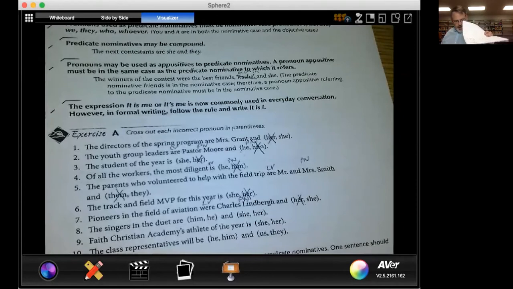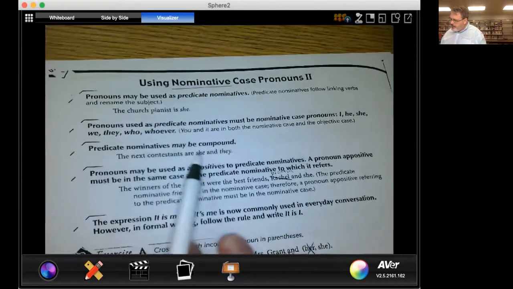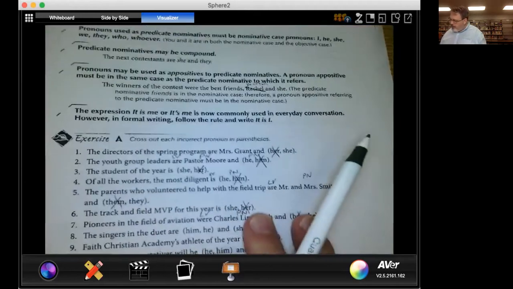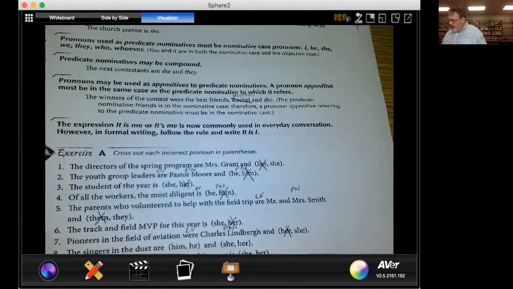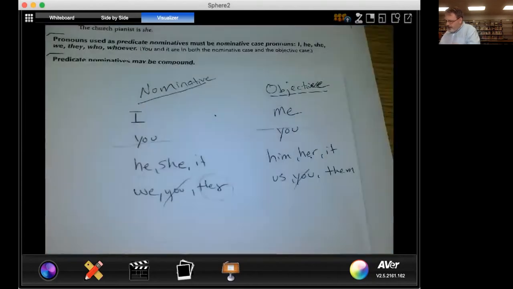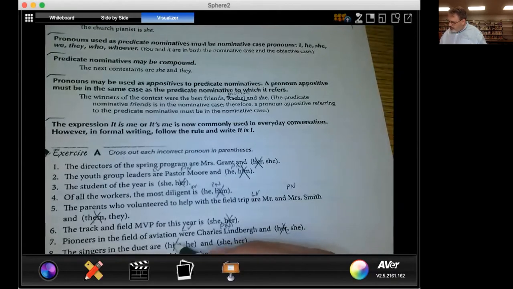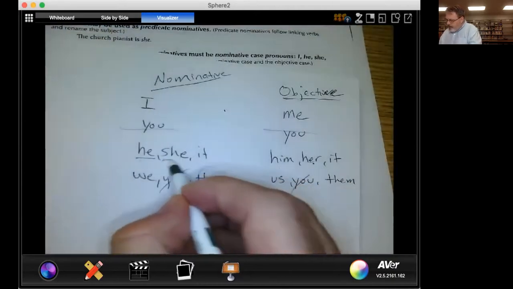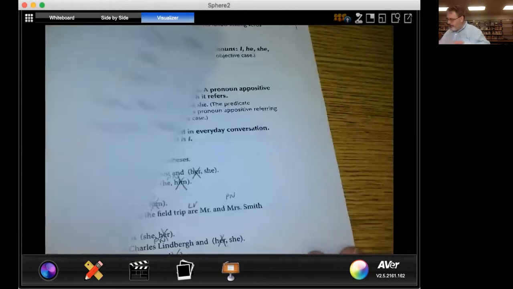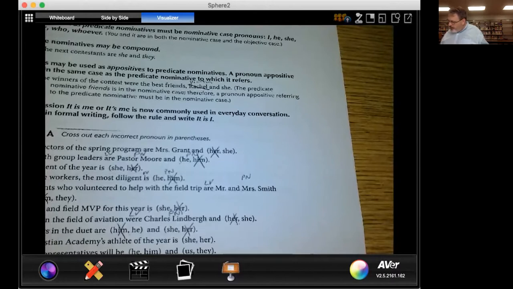The singers in the duet. Now, this one we have two different pronouns. It is a compound predicate nominative, but both of the predicate nominatives are pronouns, so both need to be in the nominative case. The singers in the duet are either him or he. Nominative case is he, not him. And she or her, we have already done that many, many times. She, not her. And then the class representatives will be he or him, us or they.